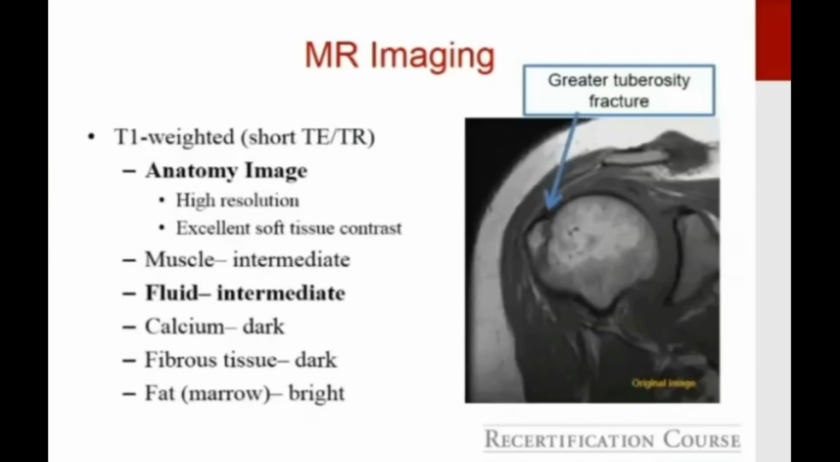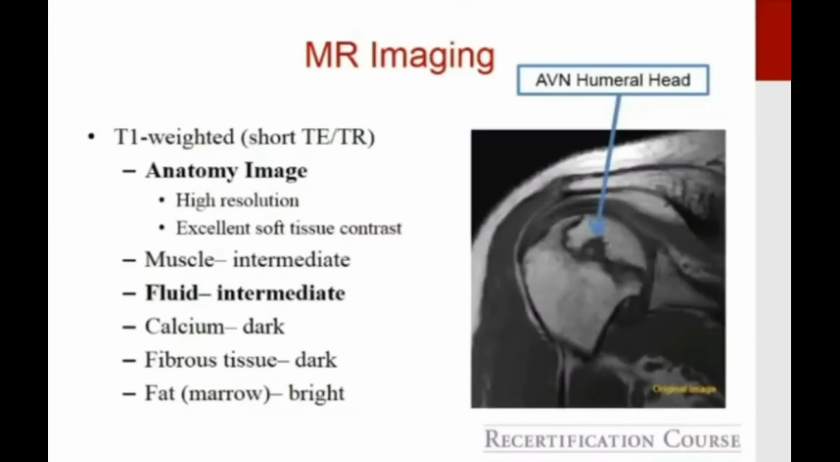If we look at what the benefit of a T1 weighted sequence is, we can usually see processes that go on in the marrow. So here we see the marrow is bright, and we have a non-displaced, radiographically occult greater tuberosity fracture. We see this low signal intensity line through the greater trochanter or through the greater tuberosity, and this represents a non-displaced fracture. Here we see an area of geographic marrow abnormality within the subchondral region of the humeral head, and this represents avascular necrosis. Again, it's replacing the normal fat signal within the humeral head.